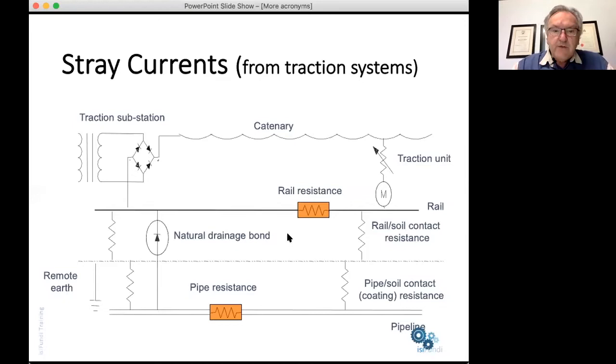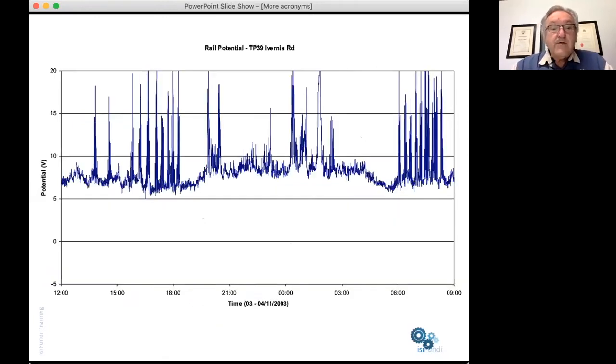But you can see from this diagram that the rail has resistance, the pipe has resistance, the rail and the pipe may not actually be in the same geographical vicinity. So what do we do in that situation? Here is an example of a rail which is not running negative. And if it's not running negative, then the natural drainage unit will not work because a diode always conducts current in one direction, and that is from positive towards negative. So if the rail is more positive than the pipe, a natural drainage unit is not going to work.